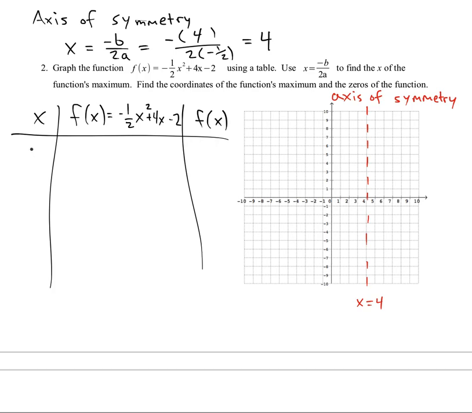I'm going to pick an x of 0. I'll do 1 and perhaps 2, 3, 4, and 5. Let's do those. Okay, so all we have to do is plug in the inputs that we chose into the function's formula. We can do that on calculator.